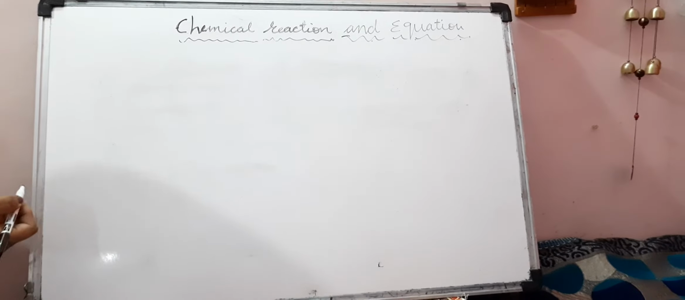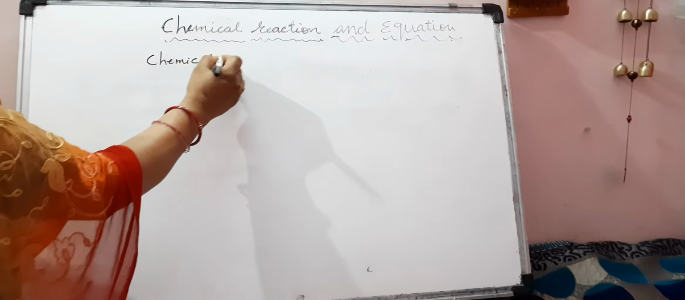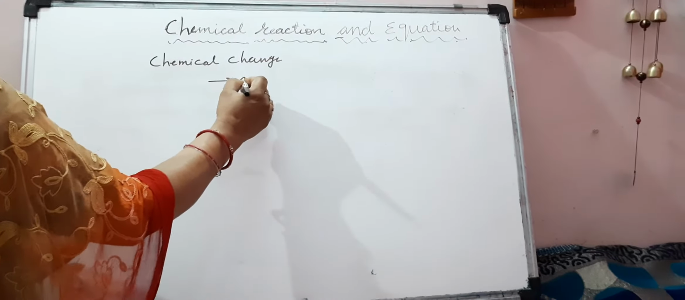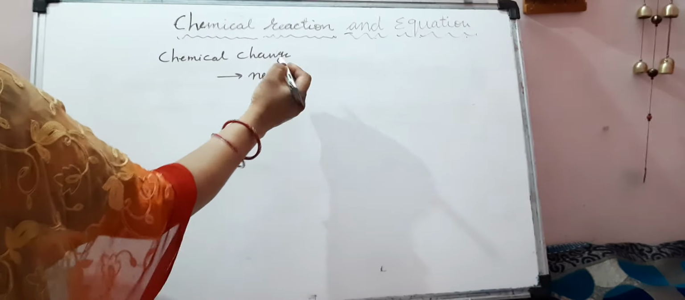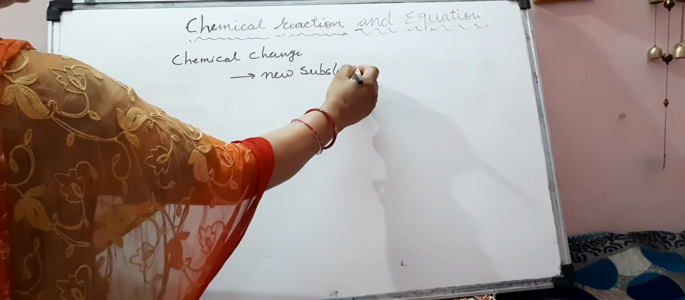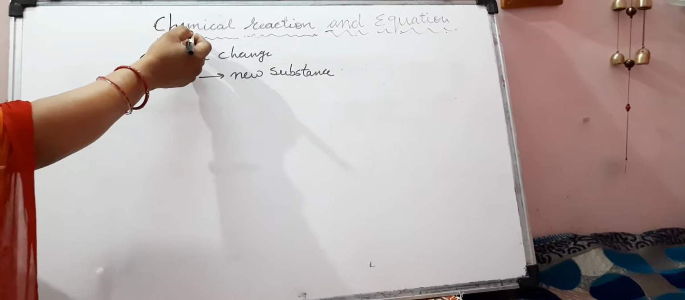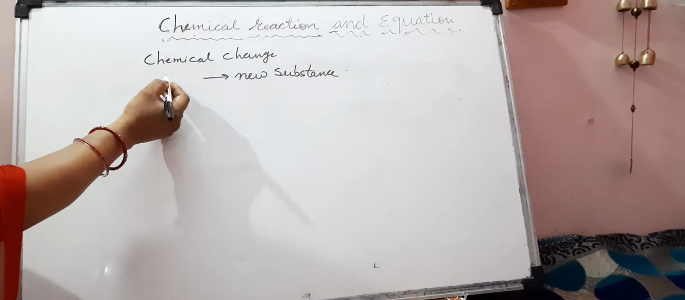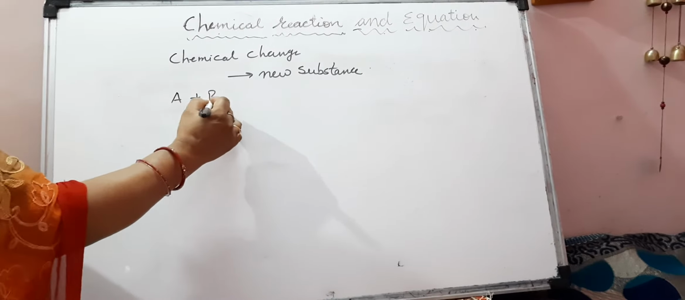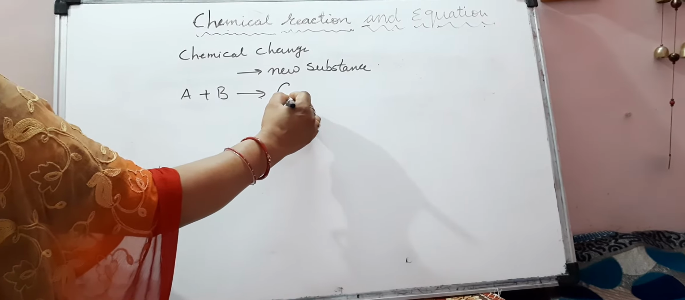As you are knowing that in the chemical change, some new substance is obtained. Same is the chemical reaction. In this, whenever substance A combine with substance B, it gives a new substance C.